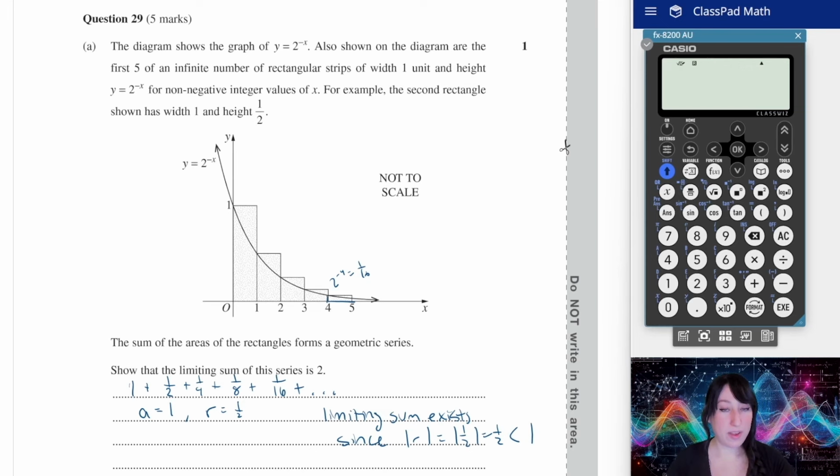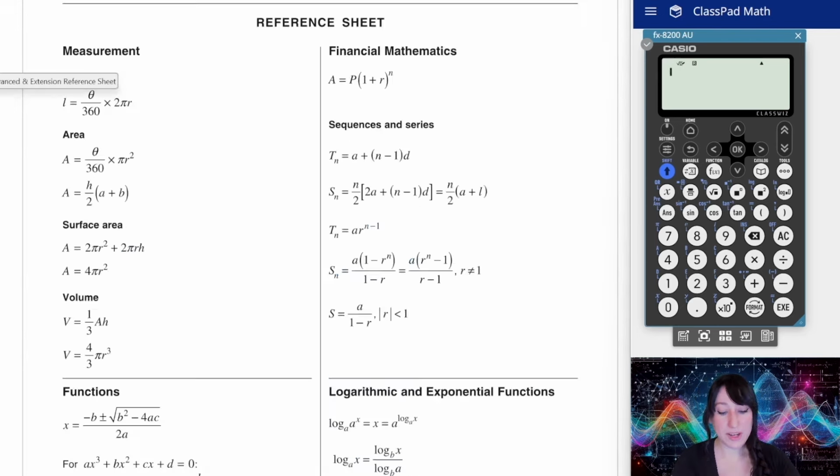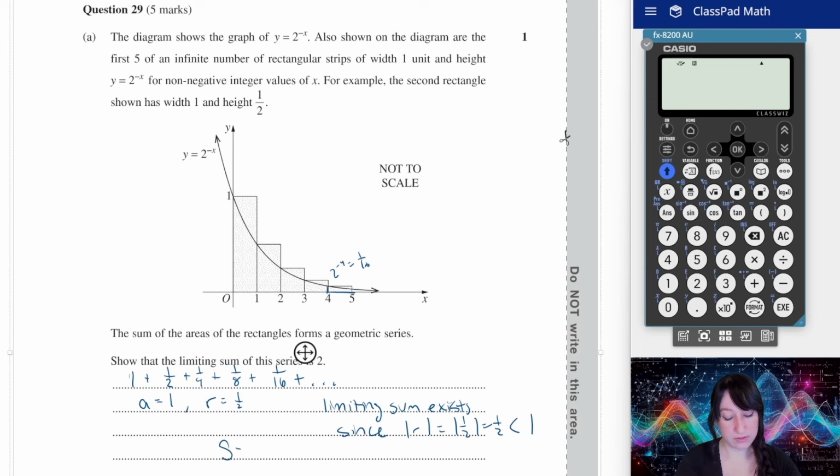Now, the formula for the limiting sum is on the reference sheets. So here you can see the formula and the condition that the absolute value of r must be less than 1. So the limiting sum will be a over 1 minus r, which is 1 over 1 minus 1/2, which is equal to 1 over 1/2, which is equal to 2.